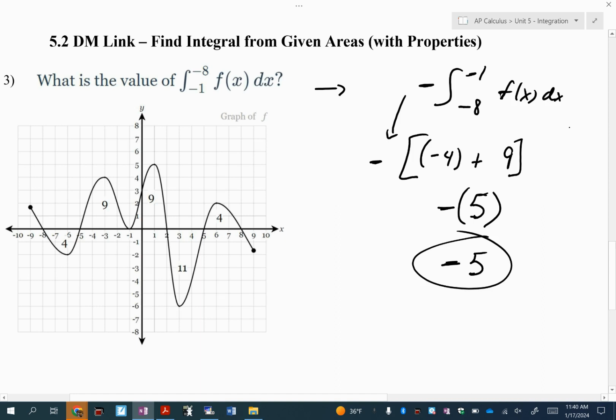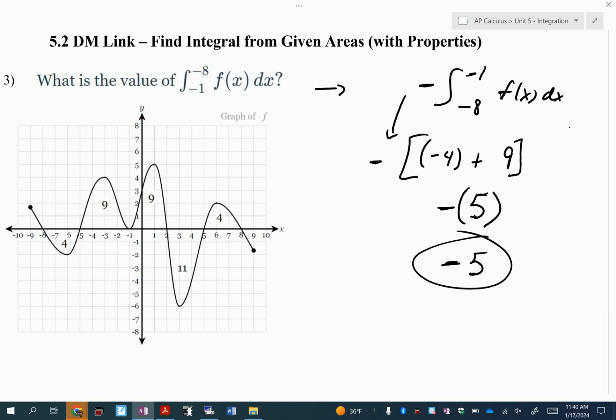So just wait till the very end and then make it the opposite. Now, I know this one became a negative, but it doesn't always work that way. Like if this had been 9 and this had been 4, then you would have had -5 to start. The opposite of that would be +5. Everybody good on number 3?